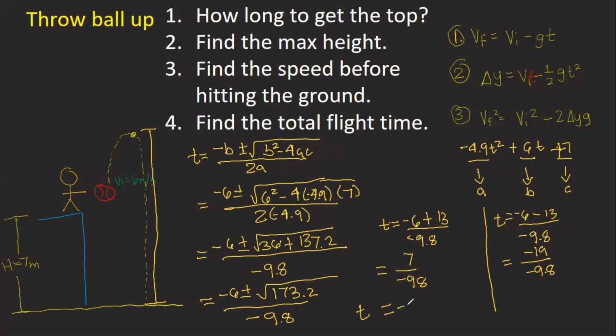The time here is negative 0.71, which is not a valid value of time because it's negative. So here we have 19 divided by 9.8. It will result to a positive value, which is time 1.94 seconds. So this is the total flight time.